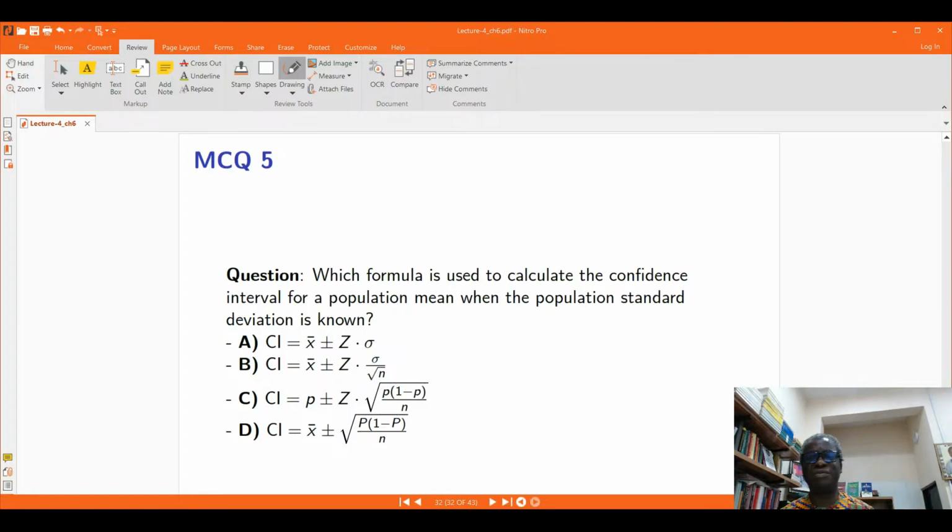Question 5. Which formula is used to calculate the confidence interval for a population mean when the population standard deviation is known? A, B, C. Which one is the correct formula? We are now in question 5.